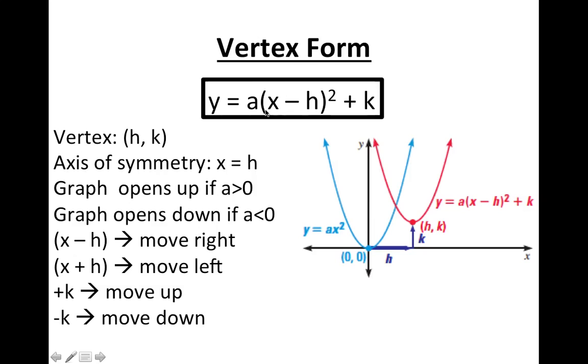To see if we move left and right, we look at the numbers grouped with our x term that is being squared. If it is x minus h, we move to the right h spots. If it is x plus h, we move to the left that many. Then if we have something added or subtracted outside of our parentheses, not grouped with our x, that's where we move our y value to. If it's positive, we move up, and negative, we move down. Notice with our x values it's kind of opposite: since it's minus, we move to the right, and plus, we move to the left. You've got to think opposite.